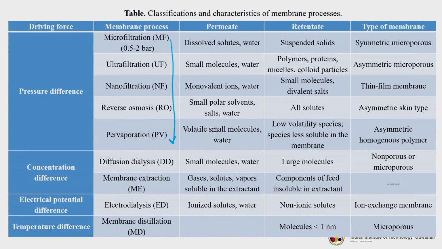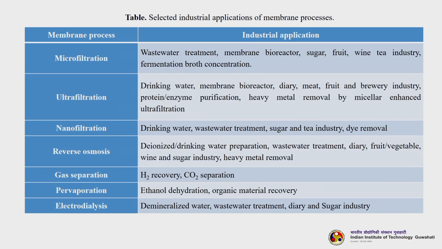Then under temperature difference we have membrane distillation. Here solutes which are less than 1 nanometer come to the retentate side, and usually microporous membranes are utilized for these purposes. And let us quickly go through the different applications once again, though we have discussed them in the last few classes. In microfiltration, the applications are wastewater treatment, membrane bioreactor, sugar, fruit, wine, tea industry, fermentation broth concentration. All these things are typical applications of microfiltration.